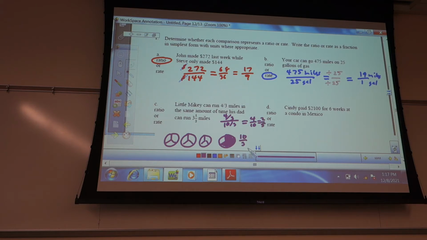That's my final answer. Is this a ratio or a rate? Ratio, because they're both miles, so I don't have any units. All right, good. How about the last one?